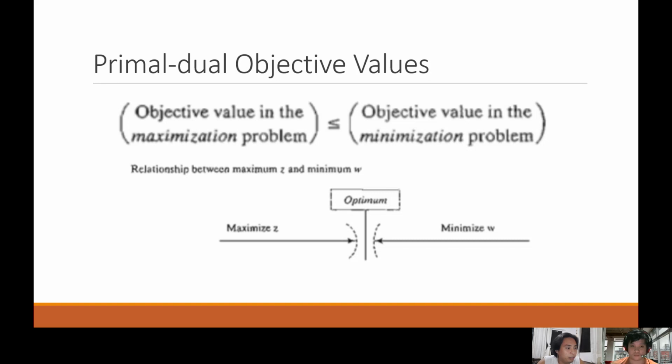So lastly, for the primal-dual objective values, simply, the objective value in the maximization problem is less than or equal to the objective value of the minimization problem, for any pair of feasible primal and dual solutions.